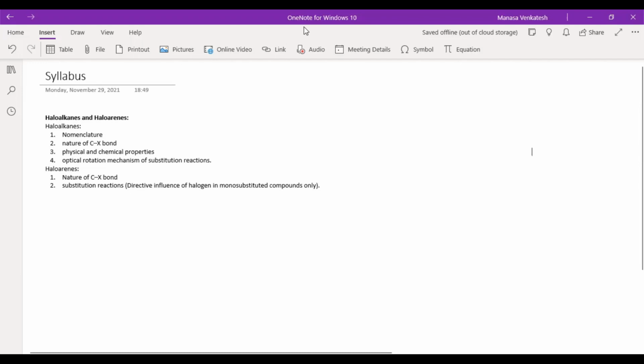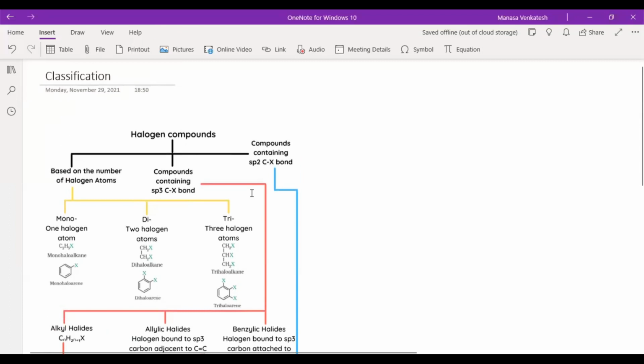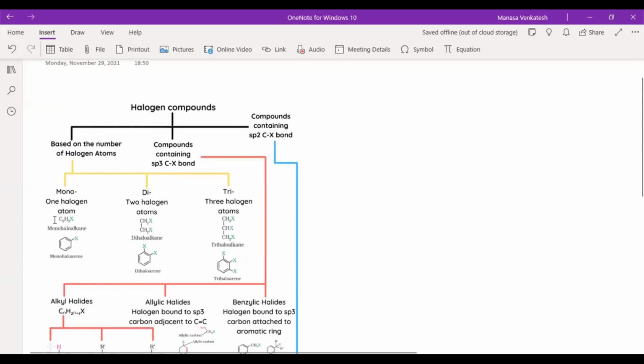So let's begin. In the chapter Haloalkanes and Haloarenes, we are learning about carbon compounds that consist of a halogen atom in the functional group. Halogen compounds are classified in three main ways. First is based on the number of halogen atoms. Monohalogen compounds will have only one, di will have two, and tri will have three. So this is the first type of classification.